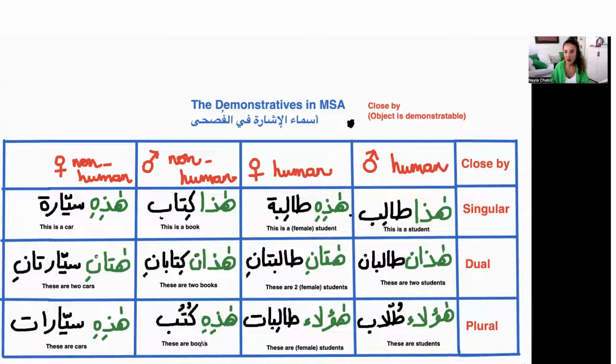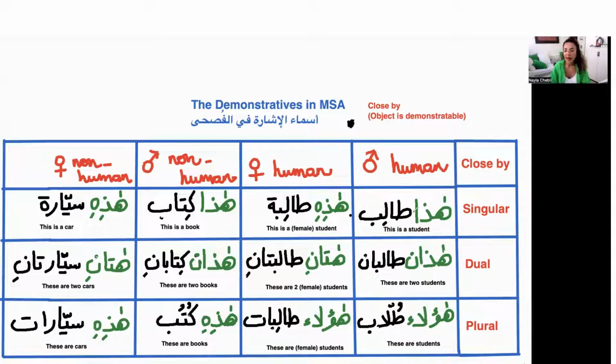So these are books is هذه كتب. These are cars. هذه سيارات. ماشي?